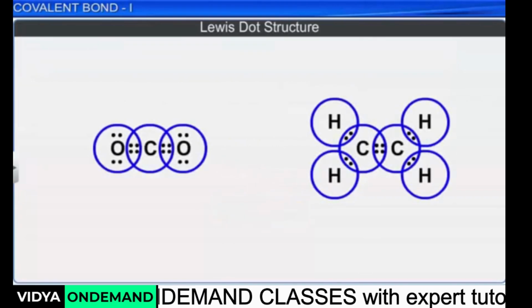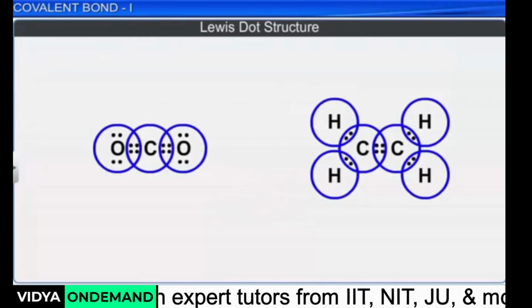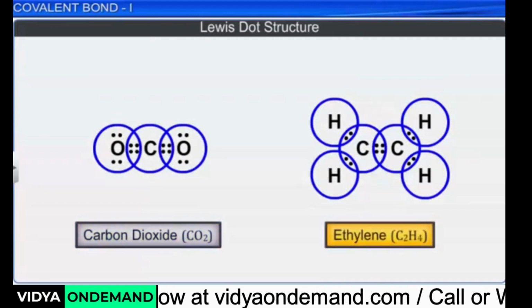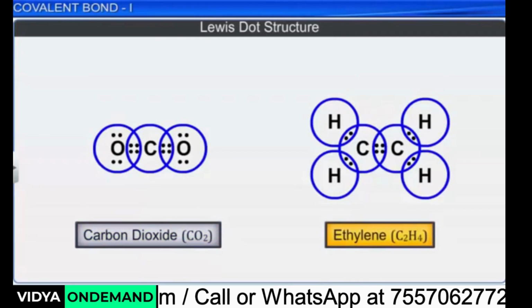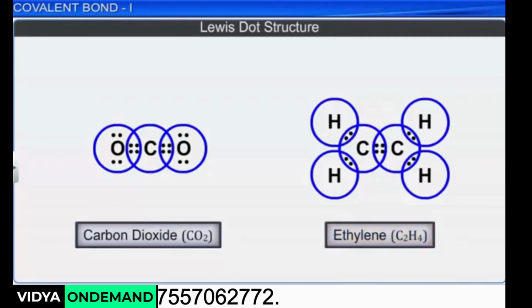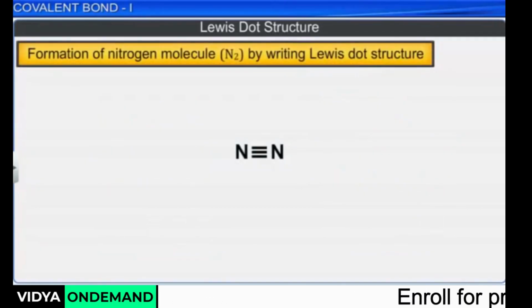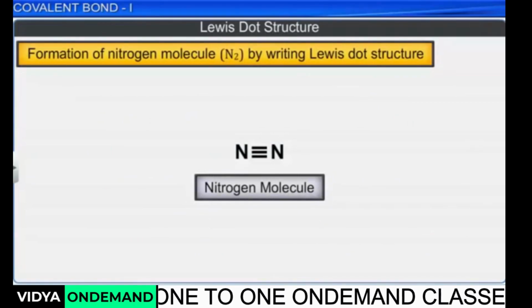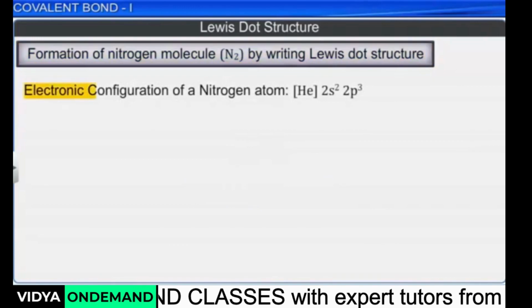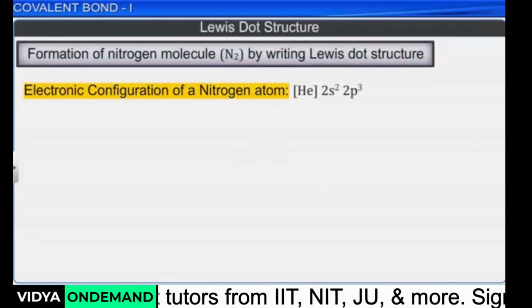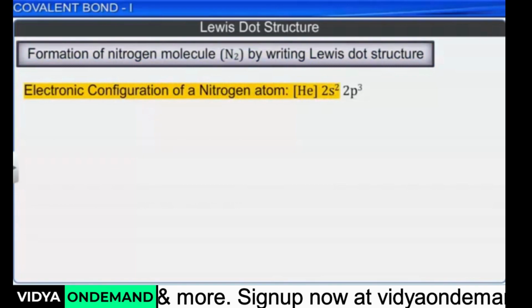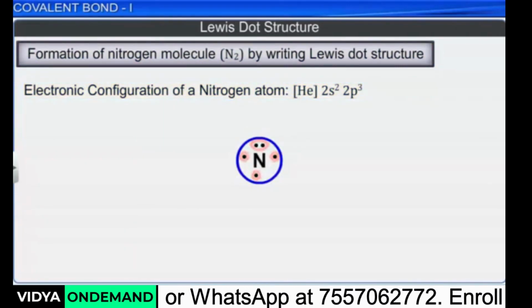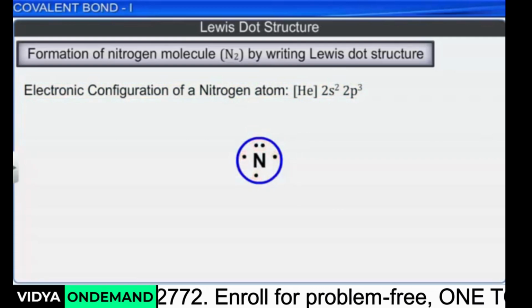Similarly, we can show the formation of carbon dioxide and ethylene, C2H4, molecules by Lewis dot structures as shown. Let us understand the formation of the nitrogen molecule using the Lewis dot structure. The electronic configuration of the nitrogen atom is helium 2s2 2p3. It has 5 electrons in its valence shell and needs 3 more electrons to attain an octet.